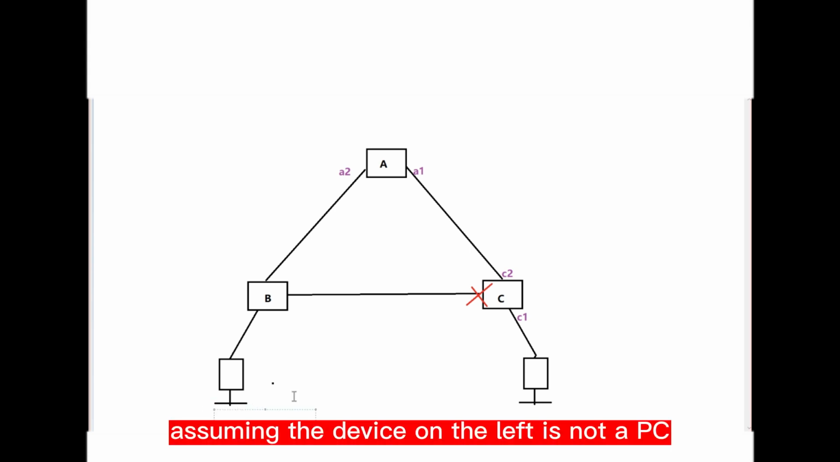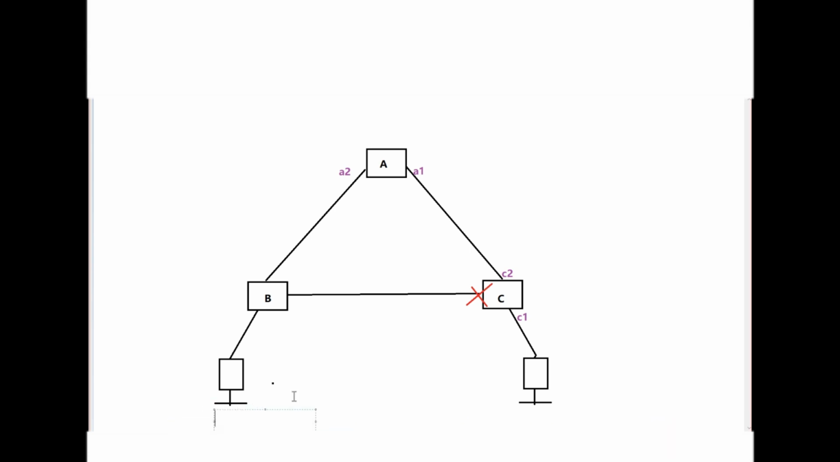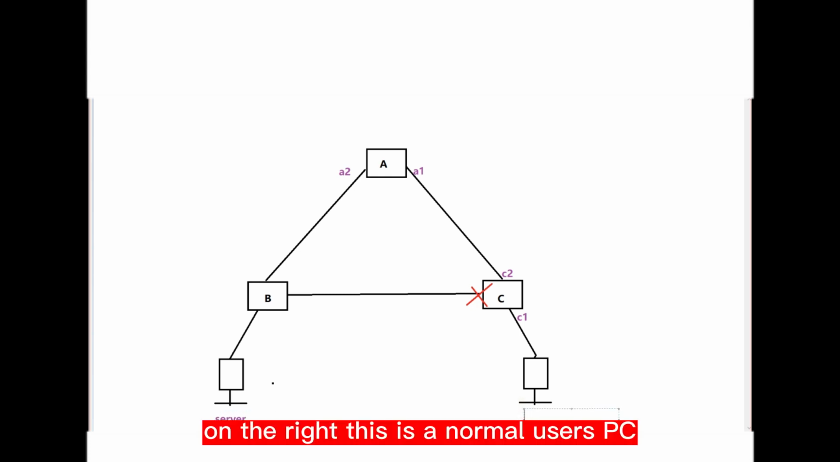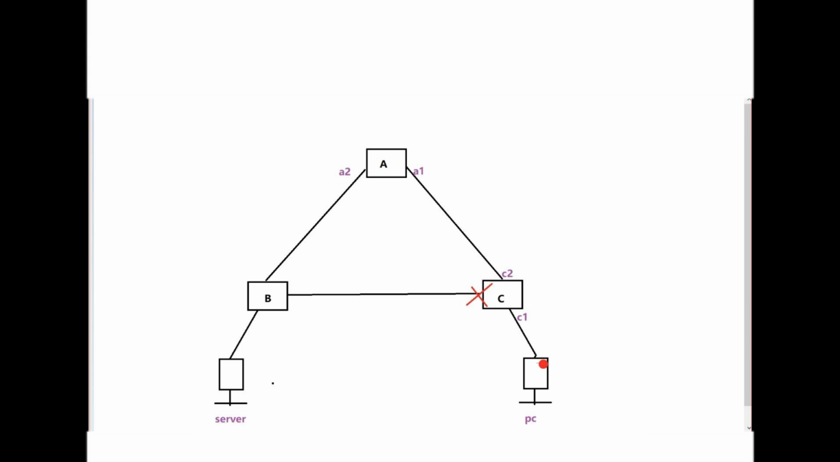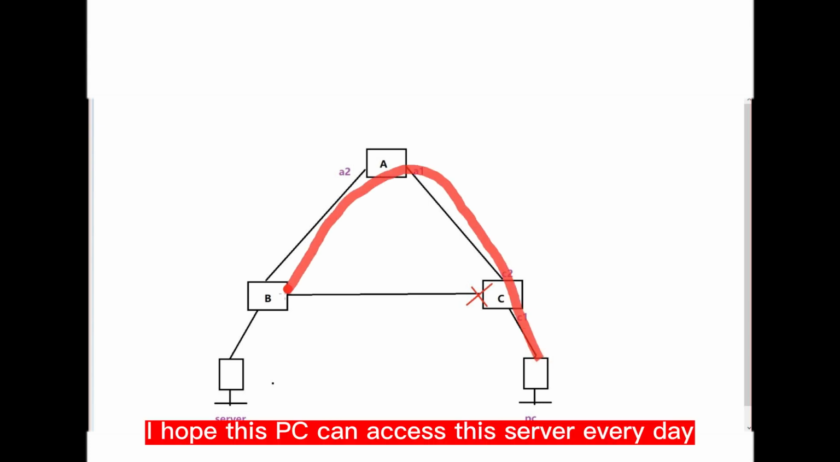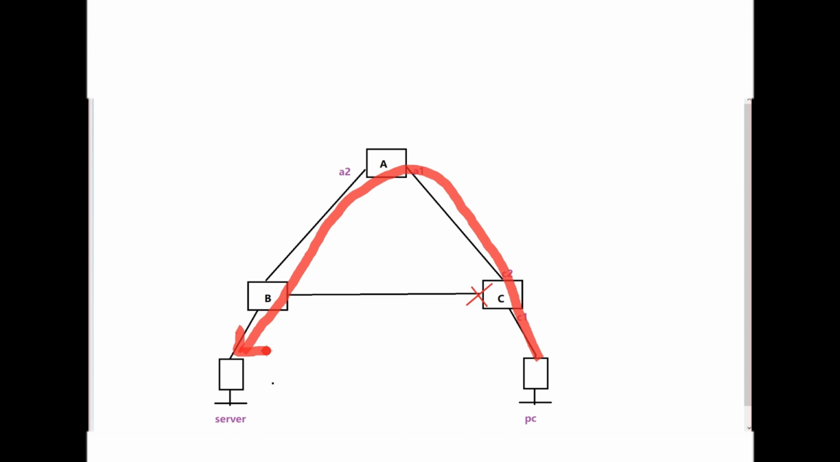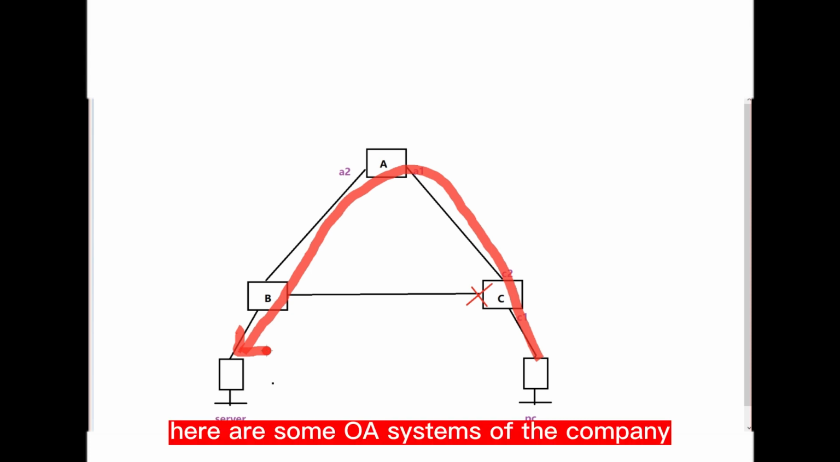Assuming the device on the left is not a PC. It is a server. On the right this is a normal user's PC. That is, there is such a server in the intranet. After we network based on the switch, I hope this PC can access this server every day. For example, here are some OA systems of the company. So, now I want to access it daily.